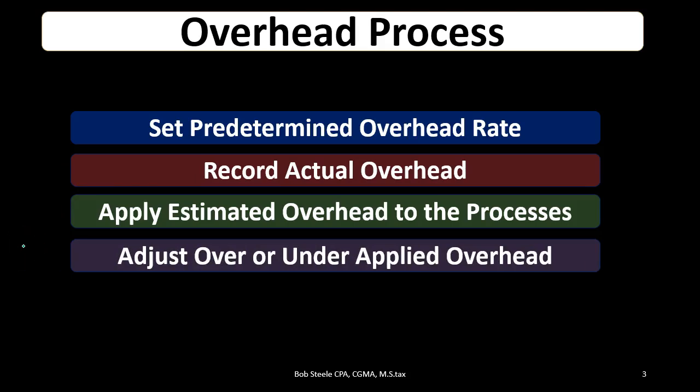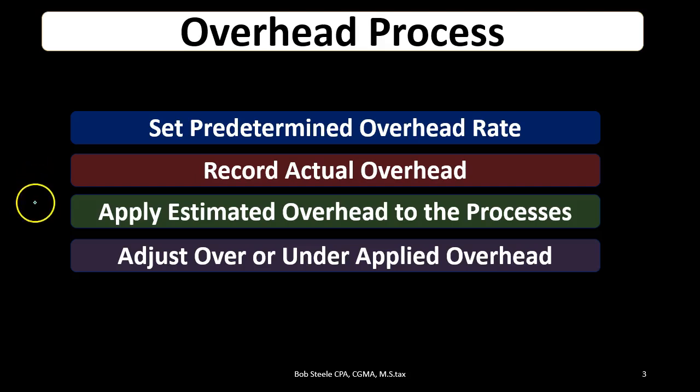And then we're going to adjust the over or under applied overhead. At the end of this process, we could have overhead that was either under or over applied. We'll have to do something with that because we want to make sure that it's all applied out, so we can go through this process again in the next time period. So what we're going to do is set up the predetermined overhead rate, which will help us to apply the overhead to the appropriate department as we go through. We're going to record the actual overhead that we incur during the time period. We'll discuss here what those components will be.